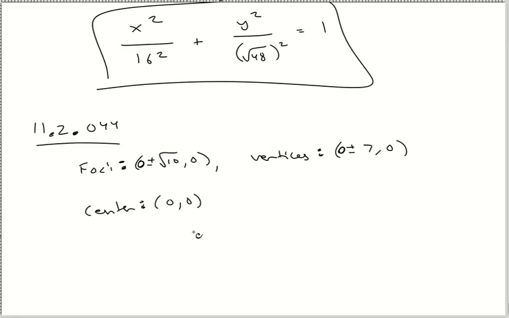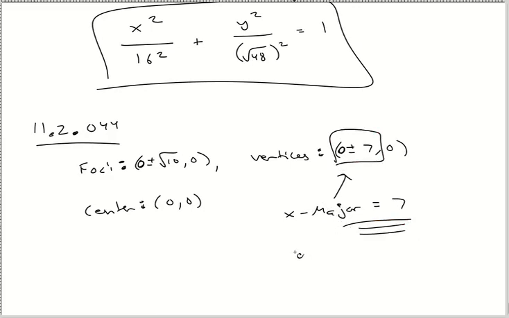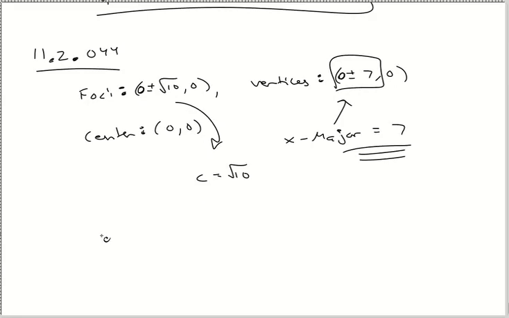So, cool, we have a lot of information here. Remember, the vertices are primarily from the majors. So I have a major of 7 already, and it's an X major. Notice that because it's on the X values, it's an X major, not a Y. And you could tell from over here on the foci stuff too. You can definitely see that my C is equal to the square root of 10, so that's good. So let's do that formula.